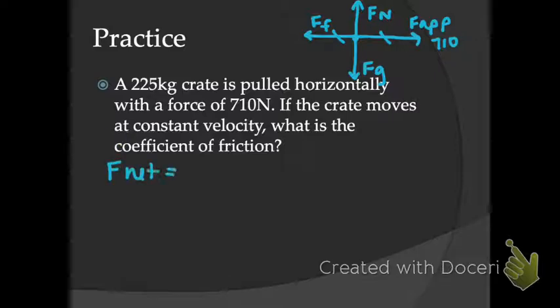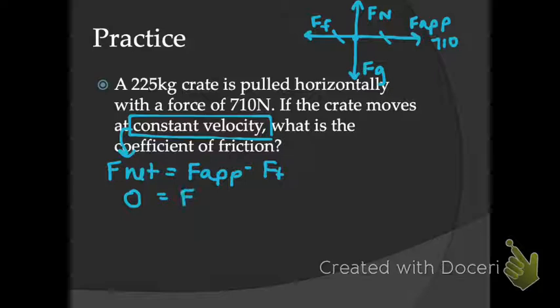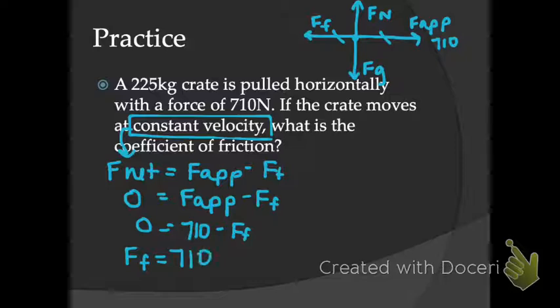My F net in the x direction is F applied minus force of friction. And the fact that it's at constant velocity means our F net is equal to 0. Okay, so my force applied minus my force of friction has to equal 0. A lot of you were there already. That's fine. I want to make sure everybody's on the same page. So my 710 minus force of friction equals 0, which means my frictional force has to also equal 710. Does that make sense why that is? With constant velocity, you should automatically be able to say those are equal, but I wanted everyone to see the math behind why that is true.